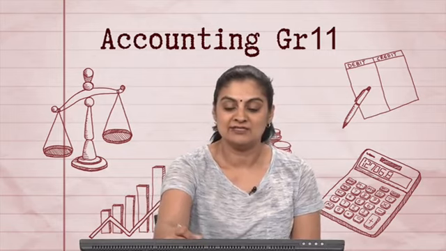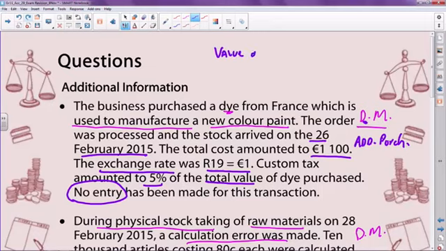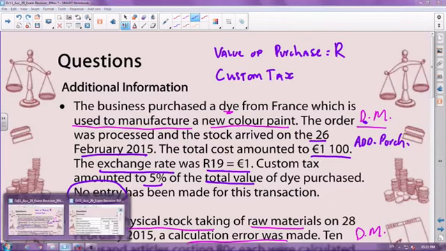So let's start by firstly calculating the value of the purchase from France in terms of the Rand value, and then what is the additional cost with regards to the custom tax or custom duty that the business has to pay. Not difficult, because they're giving me the exchange rate.